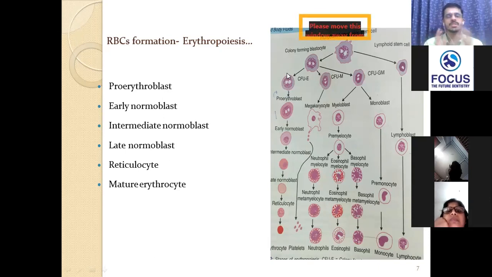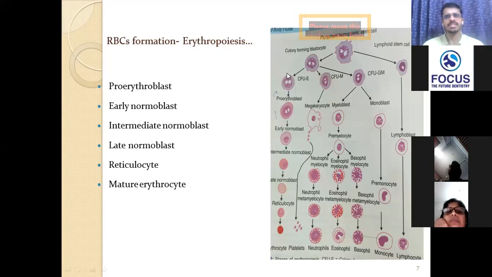From the 5th to the 20th year, it is in the long bones and the flat bones. And after the 20th year, it is restricted only to the flat bones because the long bone marrow is replaced by fatty tissue. Is this clear? This is the outline for the site of RBCs.